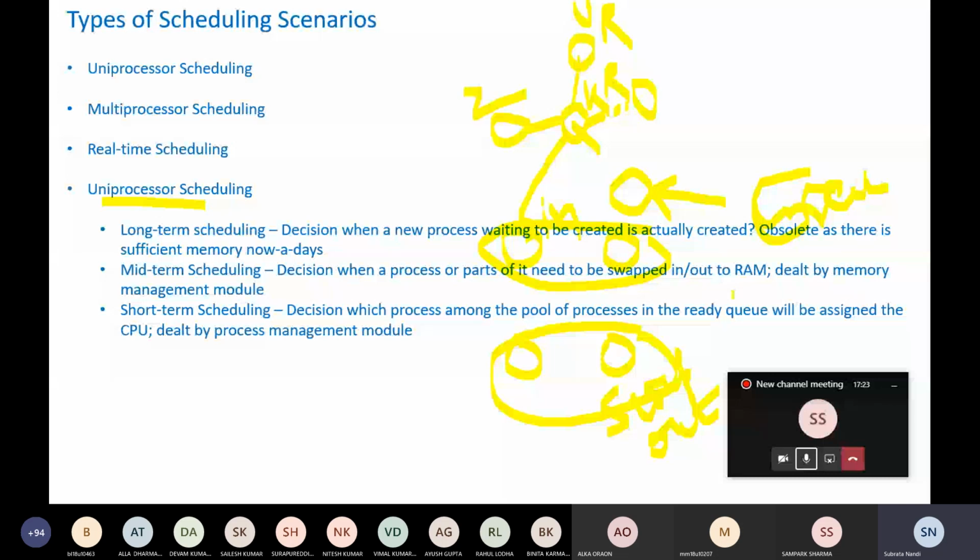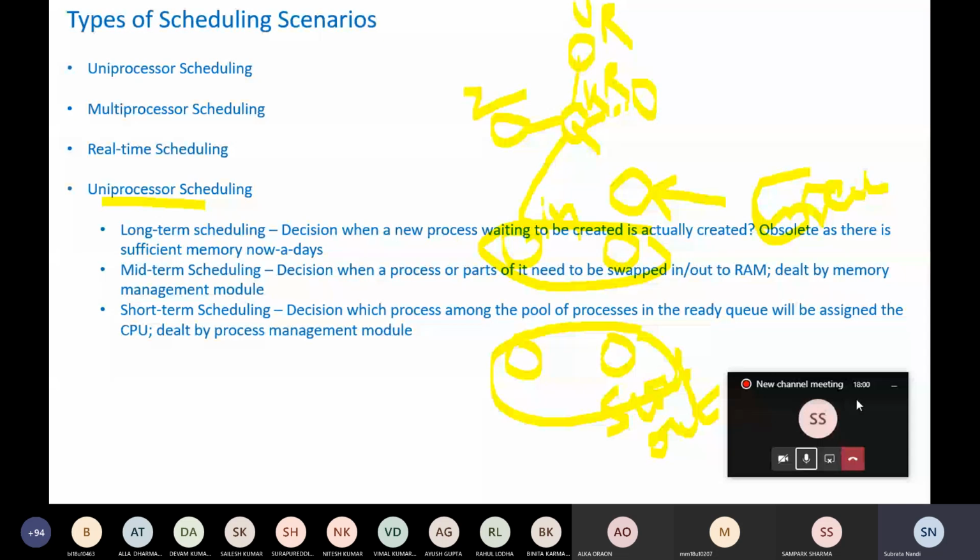So whether a process creation request can actually be satisfied, this decision is taken through a scheduling algorithm. As you can feel, it is not invoked quite often, because it only matters when resources become too scarce, the memory is almost full, or the process tables are almost full. These are very rare. That's why this is often called long term scheduling. Long term means the decision of when a new process waiting to be created is actually created.